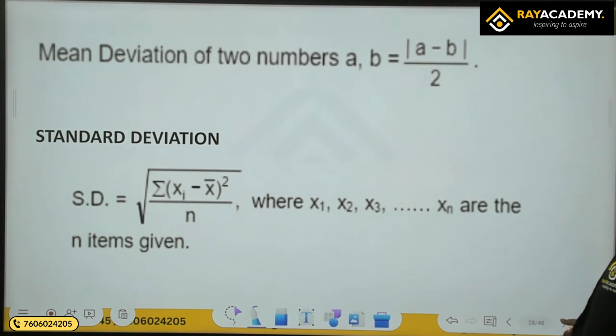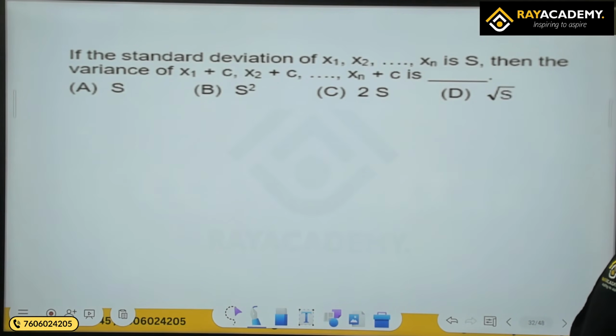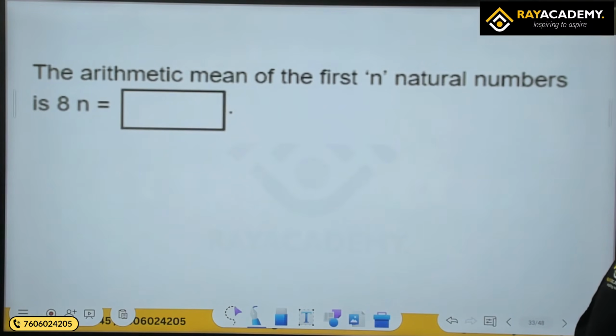This is done. Statistics also, let us finish this part too.